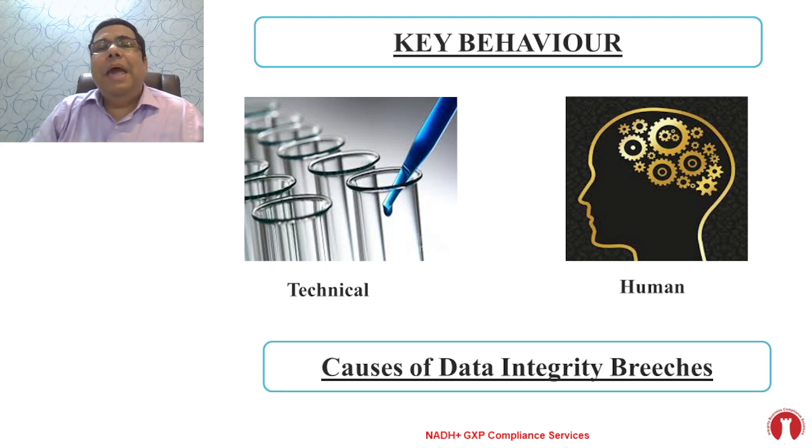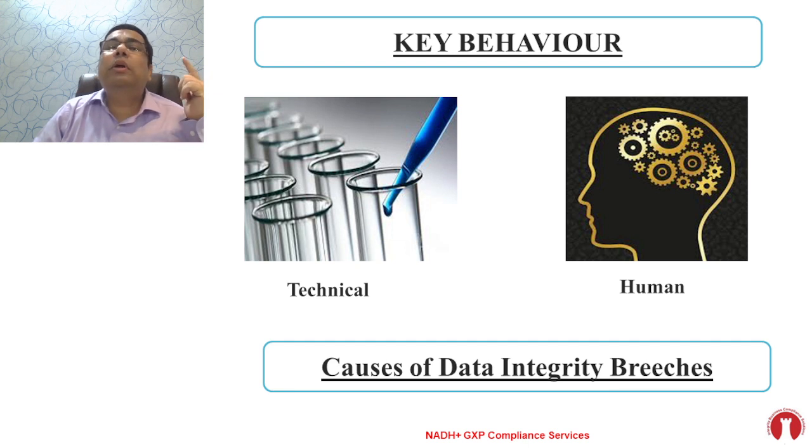The next key behavior is with respect to data integrity breaches. I always tell that there are two reasons when we discuss data integrity, and as you are aware, data integrity is a very, very important topic nowadays. So there are only two reasons due to which there will be a breach of data integrity. One is technical, another is human.